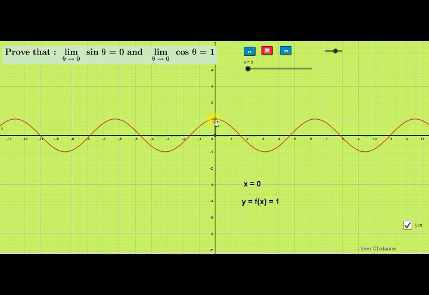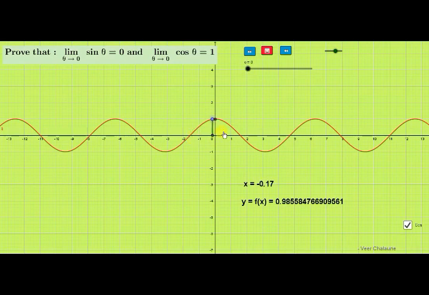Similarly, according to the cos function, this line represents the cos function. Look at here, if x is equal to 0, then this gives us 1. So this is according to the line or function sine and cos.